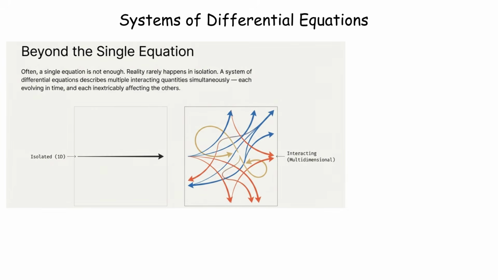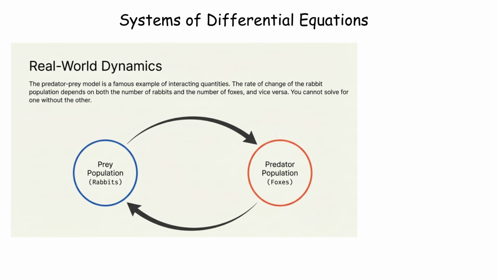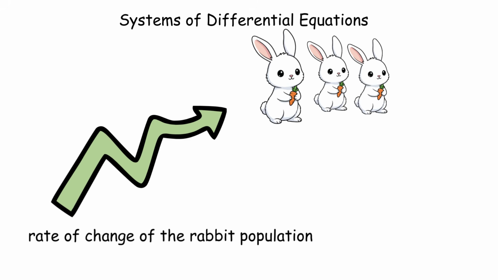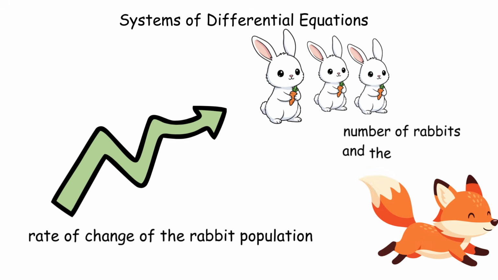Often, a single equation is not enough. A system of differential equations describes multiple interacting quantities simultaneously, each evolving in time, each affecting the others. The predator-prey model is a famous example. The rate of change of the rabbit population depends on both the number of rabbits and the number of foxes, and vice versa.